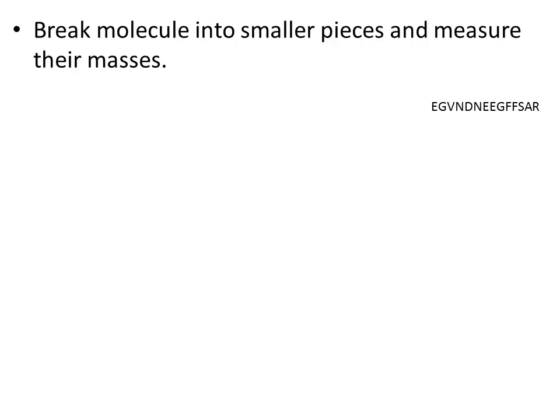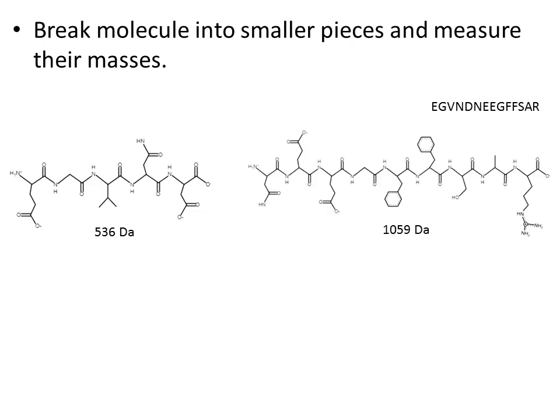The solution to this problem, and now the basis for identifying peptides using mass spectrometers, is to fragment or break the peptides into smaller pieces and measure the mass of the fragments. If we take the forward peptide sequence and we break the peptide between the 5th and 6th amino acid, we get two fragments of 536 and 1059 Daltons.